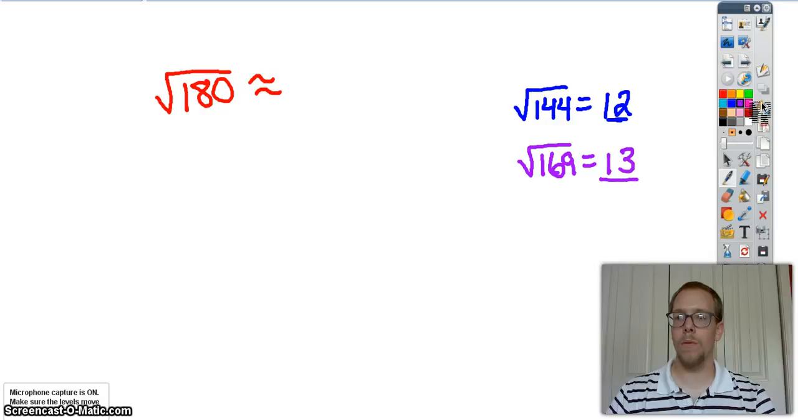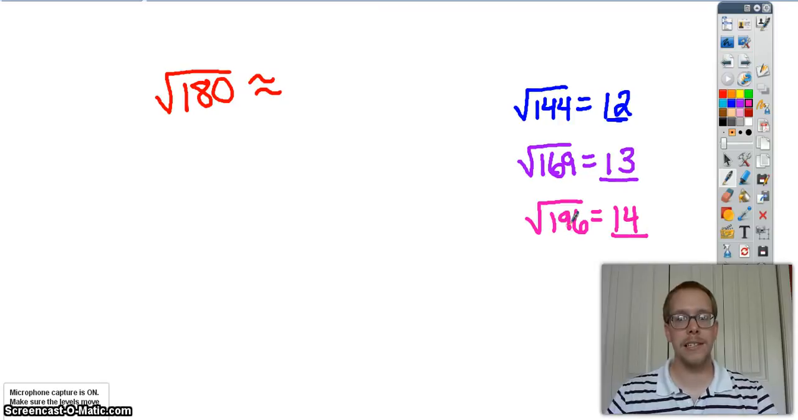So ask yourself, what's my next perfect square? Well, the next perfect square result that we have is 196. What's the square root of 196? Well, that's 14. 14 times 14 is 196. And note, 180, this radicand here, falls between 169 and 196.